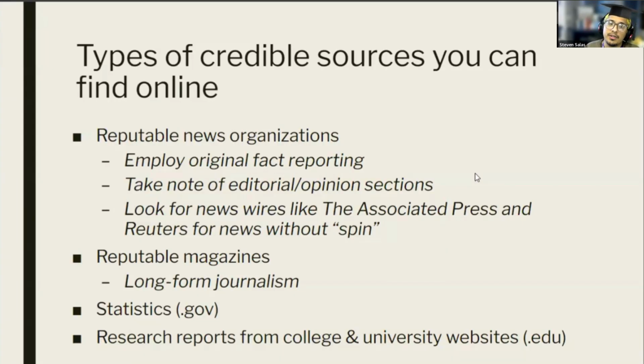Types of credible sources you can find online. Reputable news organizations tend to employ original fact reporting. Take note of editorial opinion sections. The majority of newspapers have an editorial or opinion portion where it's not necessarily fact, it's more the opinion of the editor or their thoughts on a story, news, or topic. So be careful with that. Look for news wires like the Associated Press for news without spin. Reputable magazines also do long form journalism.